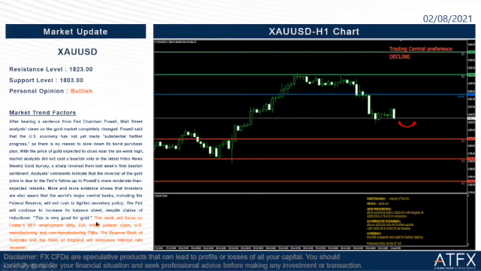This week we'll focus on Friday's NFP employment data, initial jobless claims, and US manufacturing and non-manufacturing PMIs. Most importantly, the Reserve Bank of Australia and the Bank of England will announce interest rate decisions this week too. So that's all for the forex part.